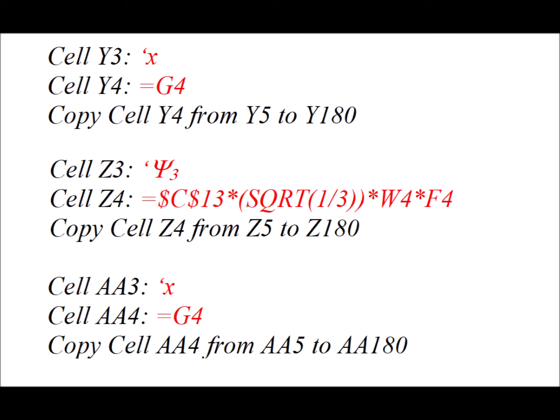In cell AA3, for the last time, we're going to have the label X. In cell AA4 equals G4. So we just keep copying that value of X across the worksheet. And then we copy cell AA4 from AA5 to AA180.